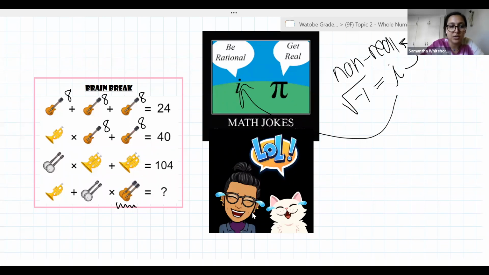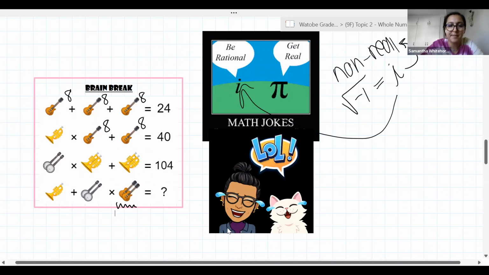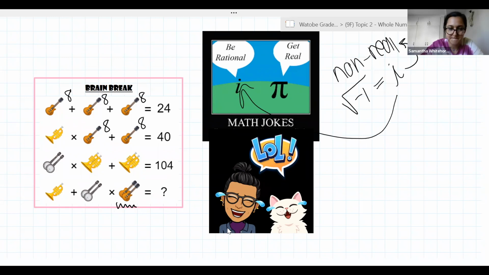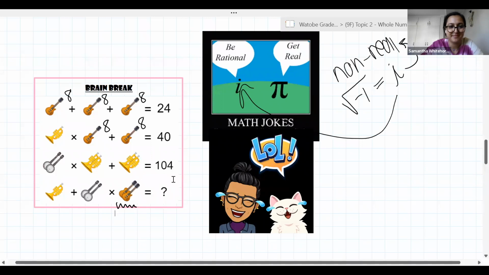Uma, do you want to help us with the second equation? Uma, are you there? The trumpet is equal to 24.